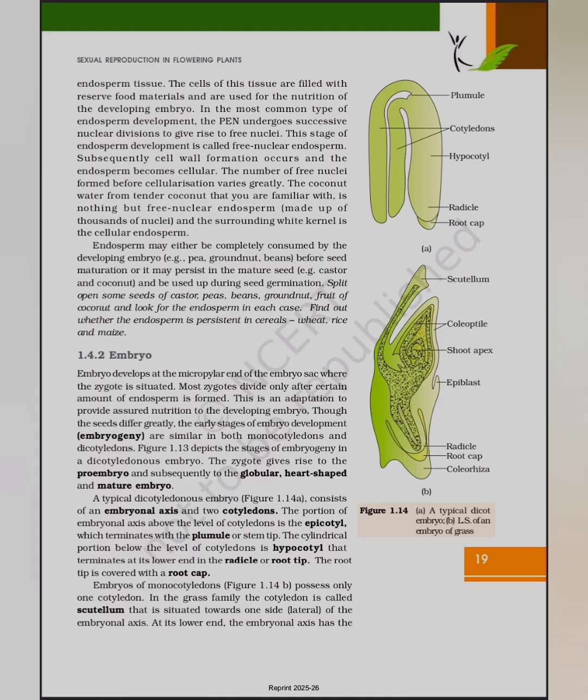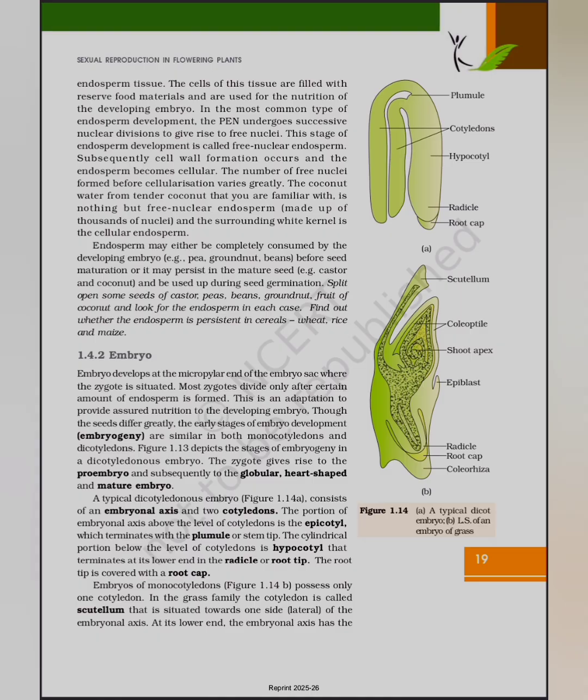The number of free nuclei formed before cellularization varies greatly. The coconut water from tender coconuts that you are familiar with is nothing but free nuclear endosperm made up of thousands of nuclei, and the surrounding white kernel is the cellular endosperm. Endosperm may either be completely consumed by the developing embryo before seed maturation, for example pea, groundnut, beans, or it may persist in the mature seeds, for example castor and coconut, and be used up during seed germination. Split open some seeds of castor, peas, beans, groundnut, and fruits of coconut, and look for the endosperm in each case. Find out whether the endosperm is persistent in cereals such as wheat, rice, and maize.